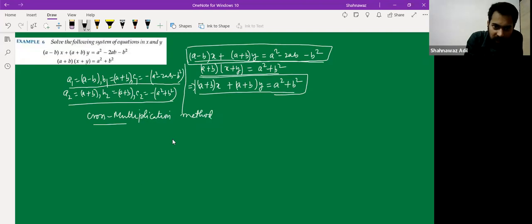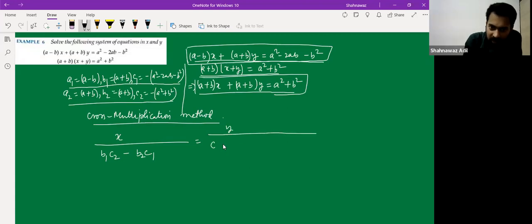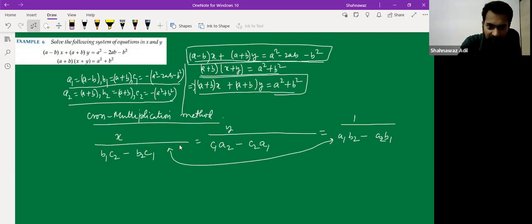XY, BC minus... yes, BC. Yes. 1 to 2 1. Right. Yes, and is equal to... y c b CA, or CA minus CA. Right. 1 to 2 1. Right. And the last was what? 1 by ab, minus ab, 1 to 2 1. Right. So now we will use these two for x. Right, so for x we have.